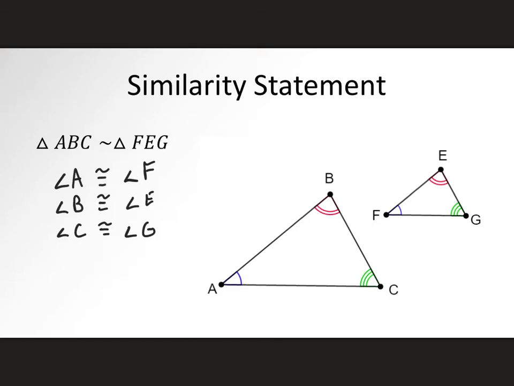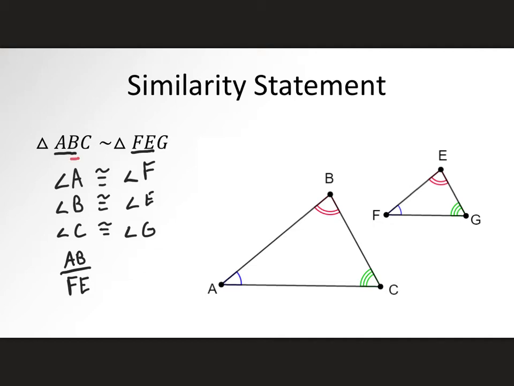We can also tell which sides are proportional to each other just by looking at our similarity statement. We see that AB is the first side and corresponds with this side right here, and that side corresponds with FE in the smaller triangle. FE is right here. And so we can write a proportion between those two side lengths. We can write AB is proportional to FE.